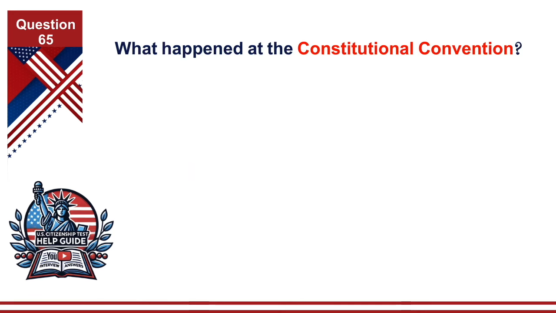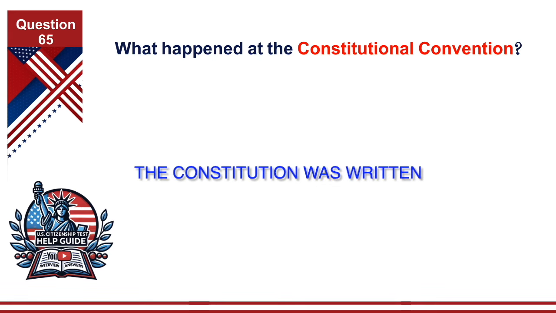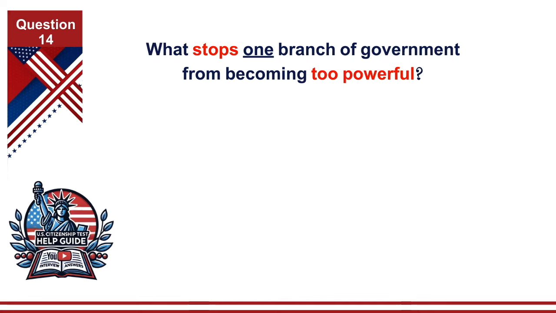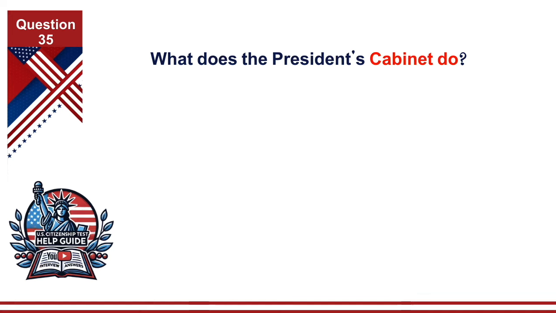What happened at the Constitutional Convention? The Constitution was written. What stops one branch of government from becoming too powerful? Checks and balances. What does the President's cabinet do? Advises the President.